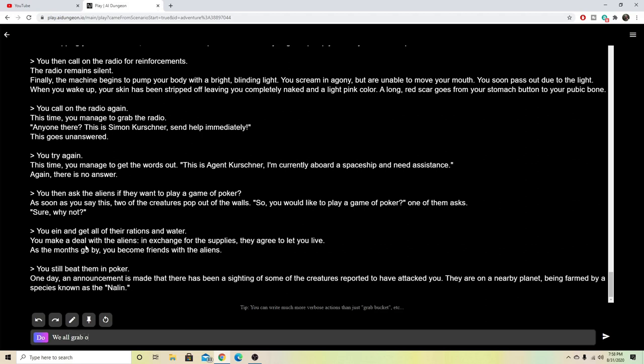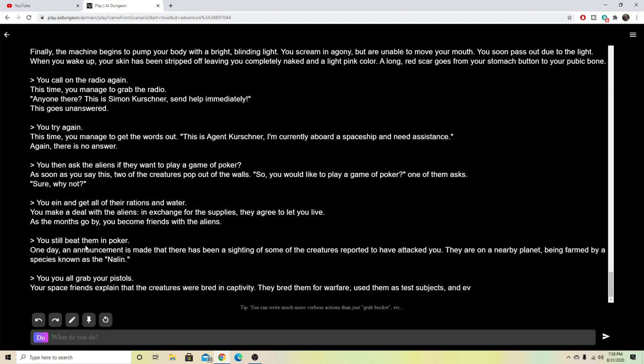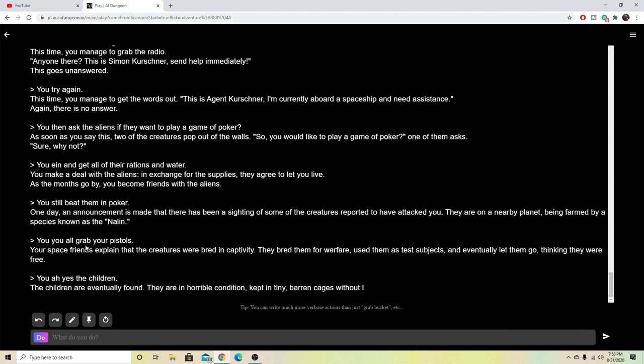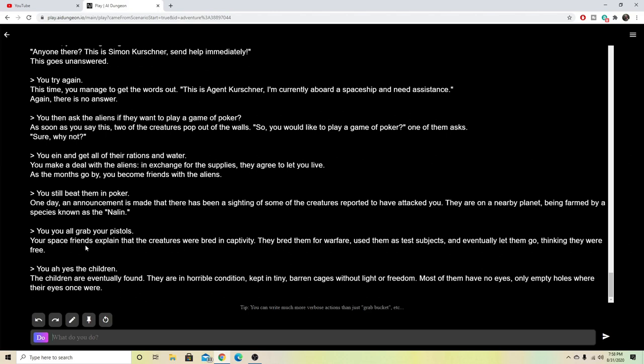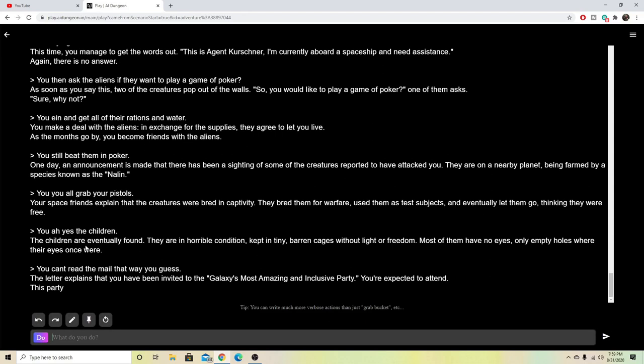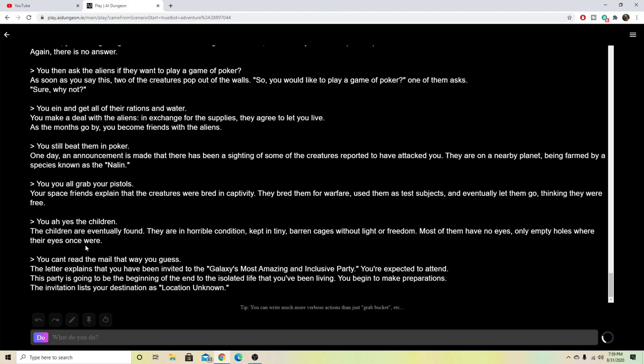We all grab our pistols. Yes, the children. Can't read the mail that way, I guess. Oh, geez. Amazing and inclusive. Yeah, I mean, it has to be inclusive to be accepting us after this story. Jeez, this is like the most insane AI story ever.